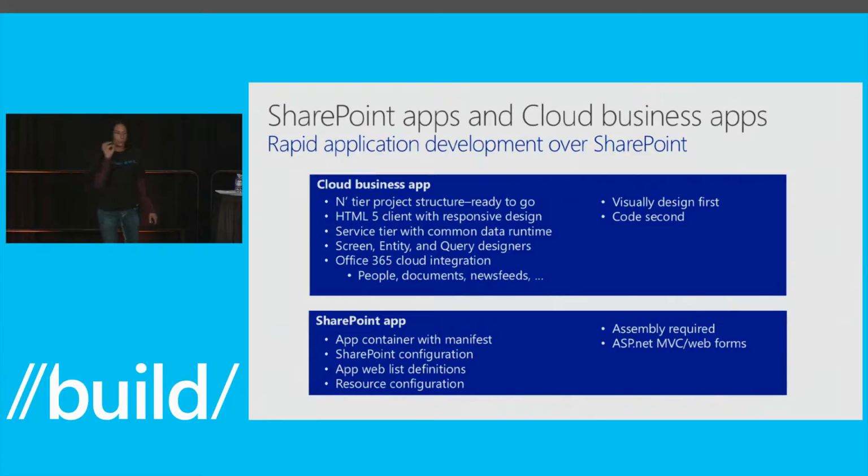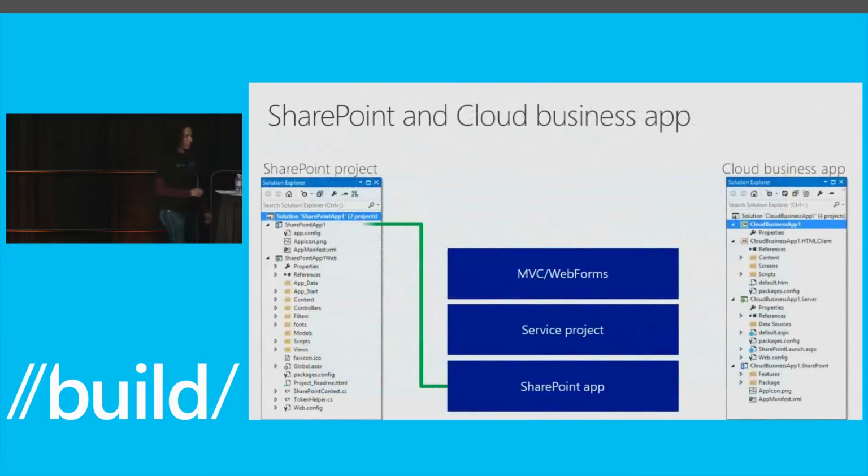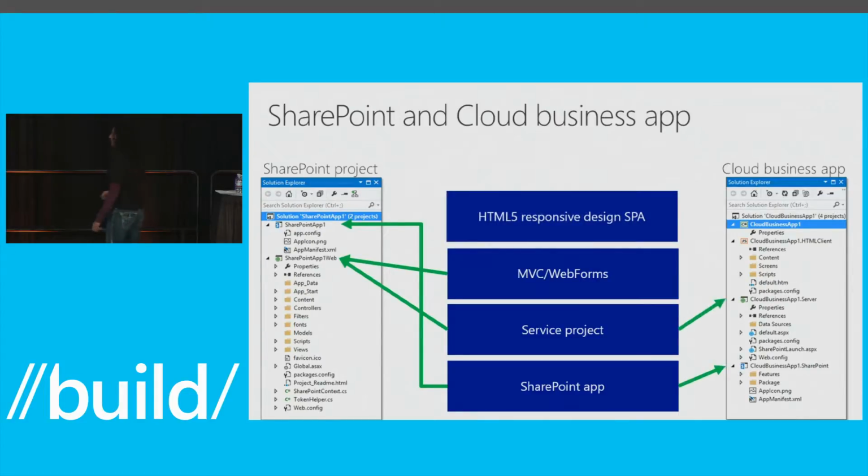This Cloud Business App is really going to be laid out specifically for you to build apps that work with data, and all that boring plumbing code is written for you. So here's kind of a visual example of the difference. So there is your SharePoint project, and here is your Cloud Business App. Okay, so you have that HTML5. You have the service layer. That can be in Visual Basic or C#. That's your .NET service layer. And then there's your SharePoint project as well. So there's a mix of technologies here. You've got JavaScript and HTML5 on the client, and you've got your .NET middle tier.